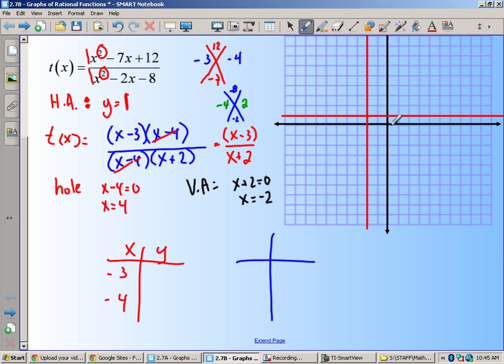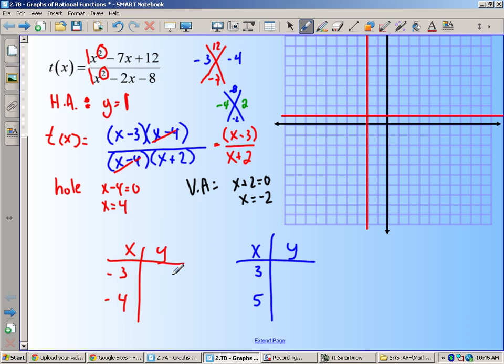And then for my other side, I'm going to go kind of over here, because remember we have a hole at 4. So I'm going to see what's happening around there. So I'm going to pick x at 3 and x at 5 and just see what's going on. Although 0 would probably be good information. It would be a quick little piece of information.